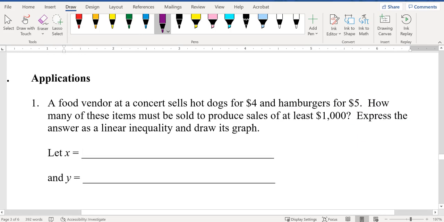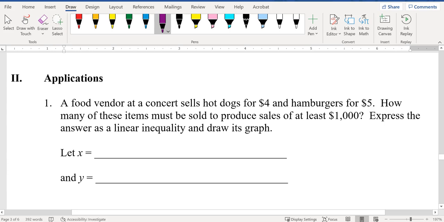So we're going to do a couple of application problems. A food vendor at a concert sells hot dogs for $4 and hamburgers for $5. How many of these items must be sold to produce sales of at least $1,000? Express the answer as a linear inequality and draw its graph.